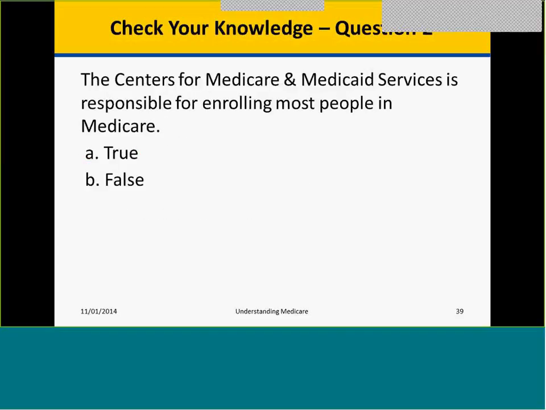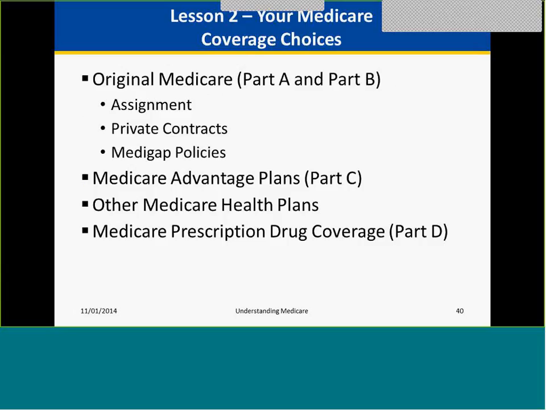Okay. The Centers for Medicare and Medicaid Services is responsible for enrolling most people in Medicare. True or false? Lou, do not answer this question. This is a Danielle question. B. That is correct. Do you know why? Lucky guess. The reason it's false is because the Social Security Administration enrolls people into Medicare. People apply for Medicare through the Social Security office or the Social Security website, not CMS.